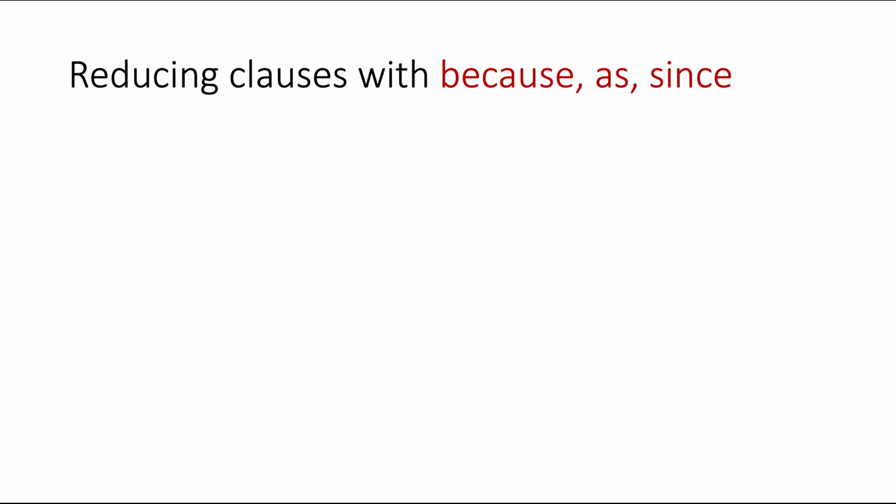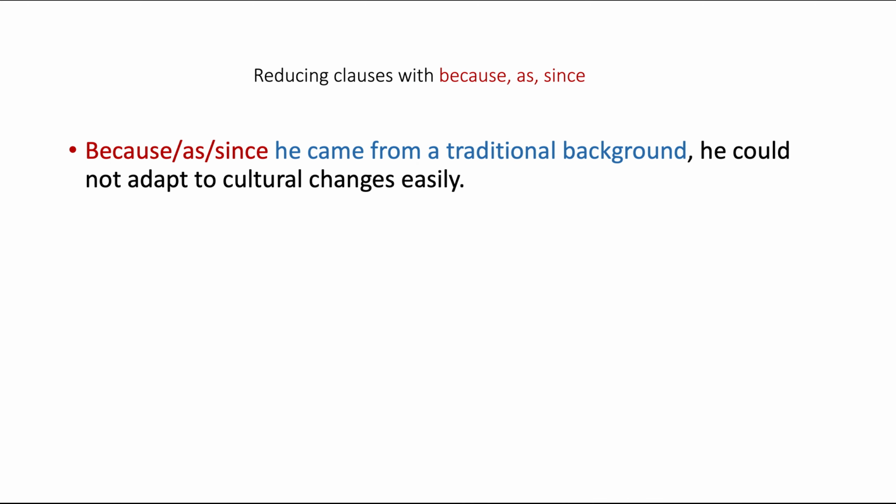You can also reduce clauses that have because, as, or since for reason. So as and since can be used for time reference, but here we are using them for reason. And when you use them for reason, you can reduce them. You can even get rid of them in the reduced clause. Here is an example. Because, as, or since he came from a traditional background, he could not adapt to cultural changes easily.